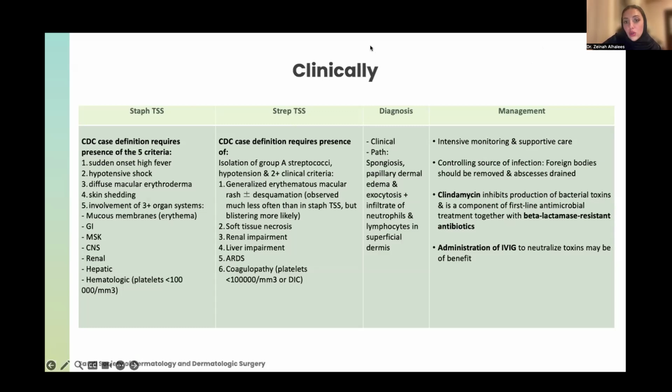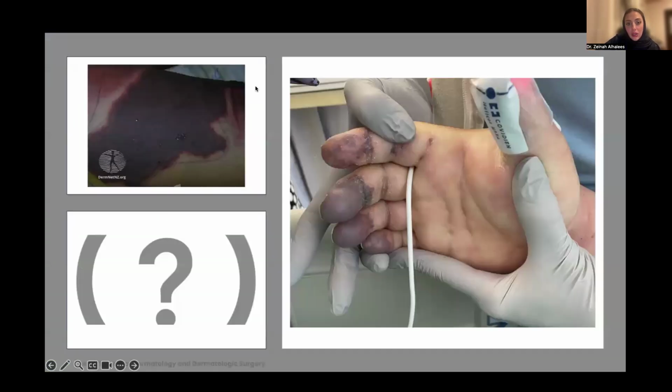You want to control the source of infections. So this is very, very important. So if they have foreign bodies, you want to remove them. If they have abscesses, you want to drain them. If they have necrotizing fasciitis, you want that to be treated. And then you want to treat them again with beta-lactamase resistant antibiotics along with clindamycin for the antitoxic effect. And you can also give them IVIG to neutralize the toxins, and this may have some added benefit.